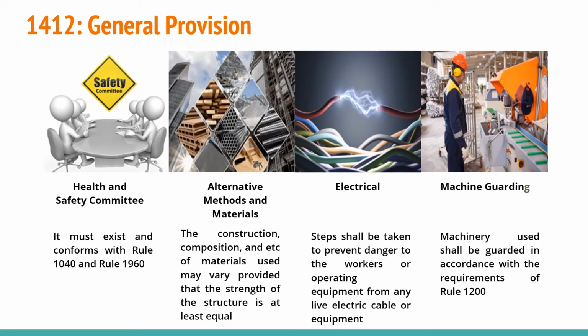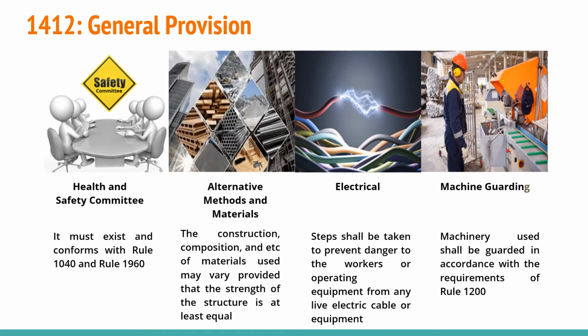In the general provisions of construction safety, there are certain elements that must exist to ensure the safety of workers. Now let us talk about these various elements. First, the Health and Safety Committee. It must exist and conform with Rule 1040, the Health and Safety Committee Rule, and Rule 1960, which revolves around occupational health services to ensure the workers' well-being.